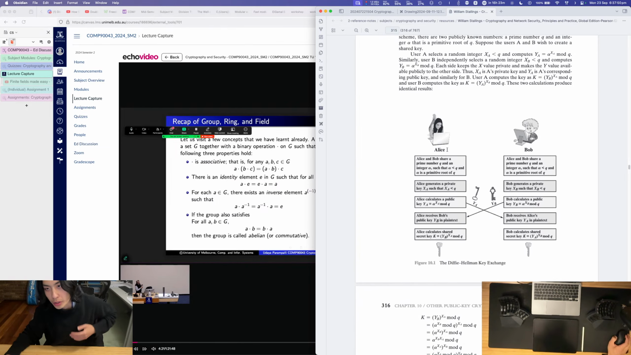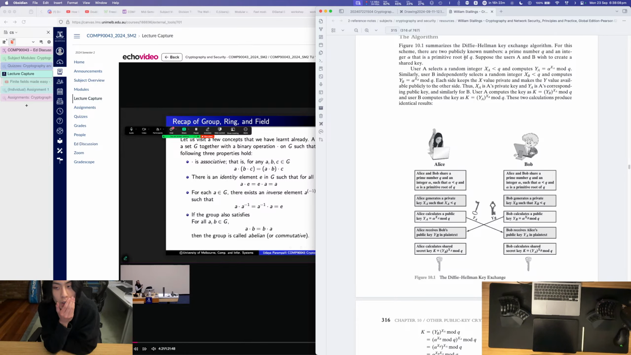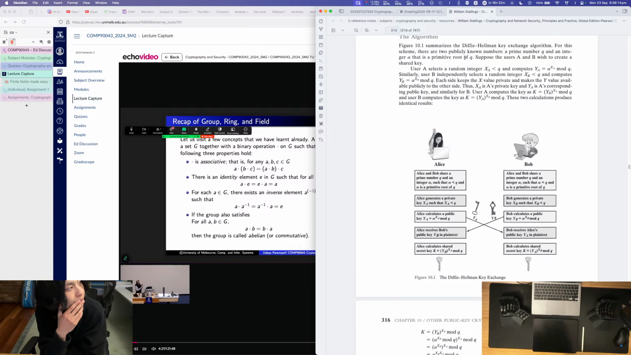So the algorithm summarizes the Diffie-Hellman key exchange. For this scheme, there are two publicly known numbers, a prime number q and an integer alpha that is a primitive root of q. Suppose users A and B wish to create a shared key. User A selects a random integer x a and computes y a equals alpha to the x a mod q.